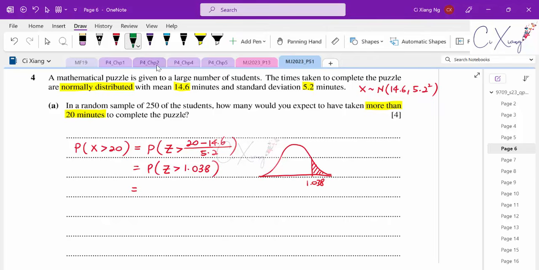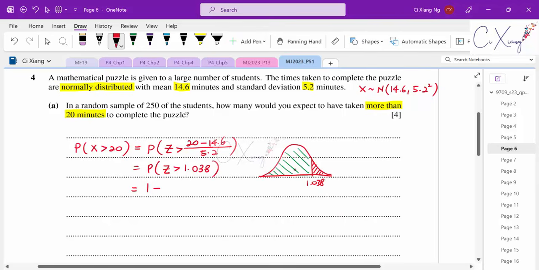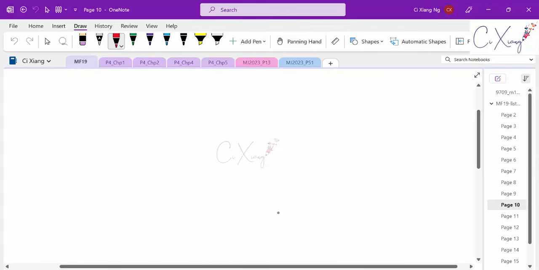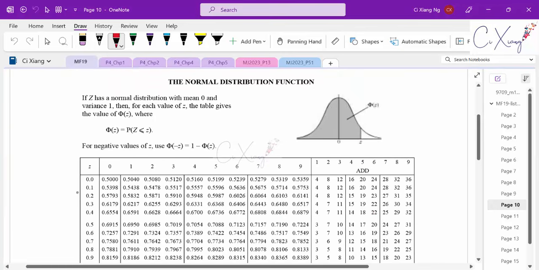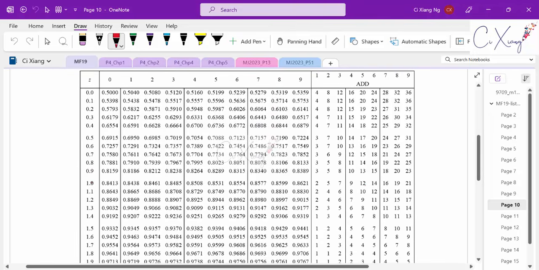Okay, but when you want to find the probability from the table, the answer that we get is actually for Z smaller than 1.038. So to get the red color area, I have to take 1 minus the green color area that I find out from the table, right? Okay, so remember 1.038, so I go to the normal distribution table, looking for the value of Z on the left hand side here. This is the Z, right? Can you see that? We are looking for 1.038.